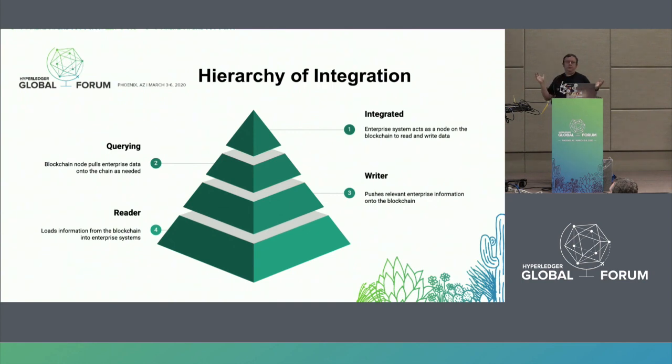So how do we do it? What are the important things? This is kind of a Maslow's hierarchy of what's important for enterprise integrations, the sorts of things that you might want to do. And the very lowest thing that you would want to do for any enterprise integration is you want to be able to read from the chain.